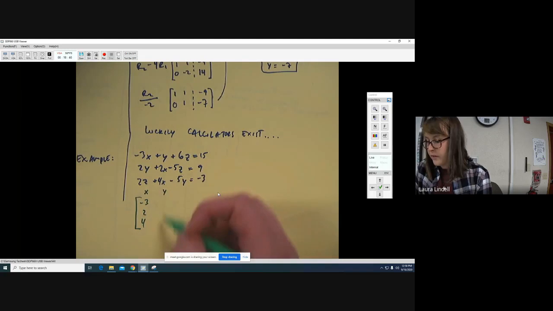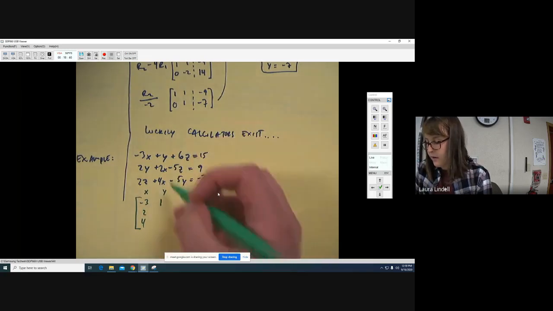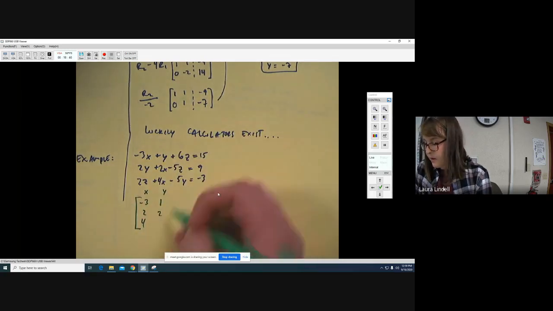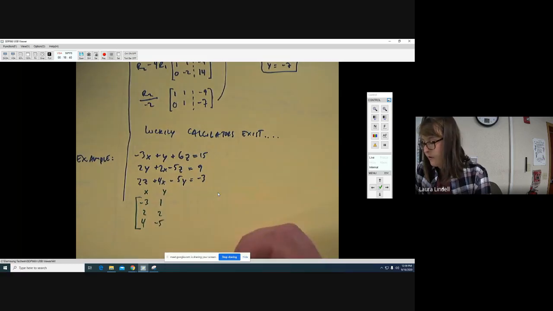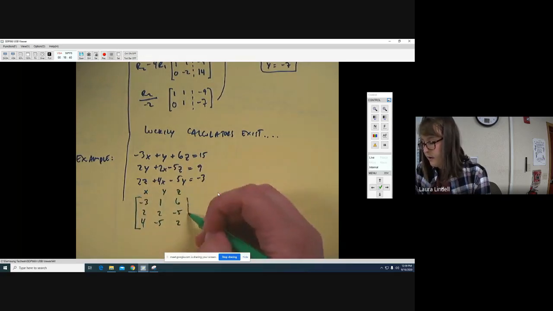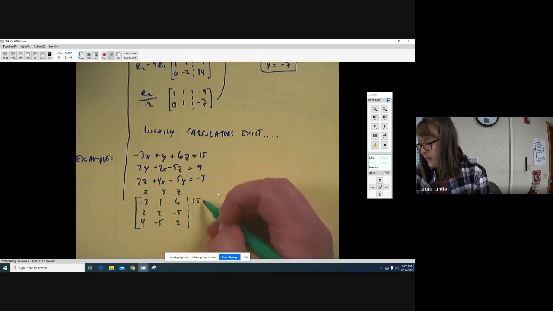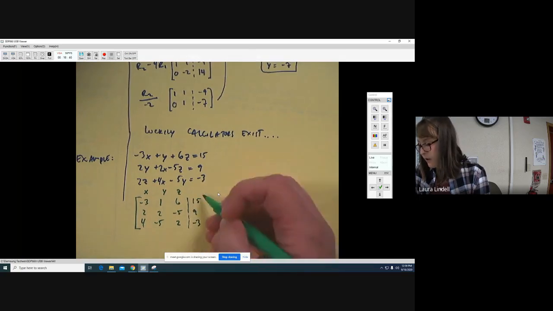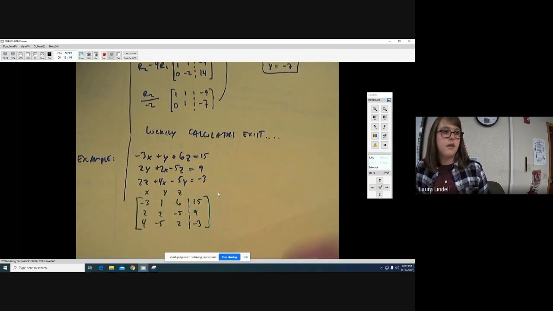Then the y coefficients would come next. So we have 1, 2, negative 5. And then the z coefficients, we would have 6, negative 5, 2. And then we augment it with 15, 9, negative 3. Okay. So if we were asked to just write an augmented matrix for that system, there it is.